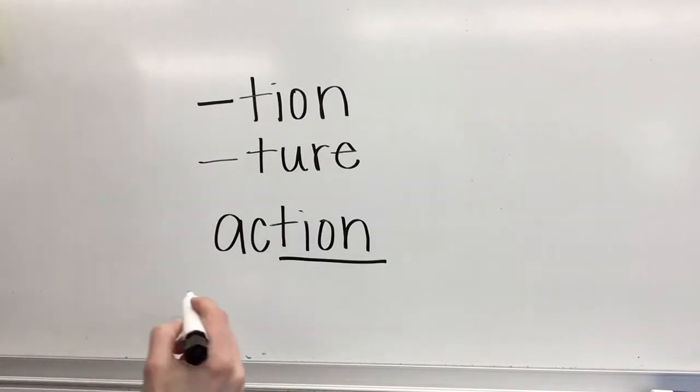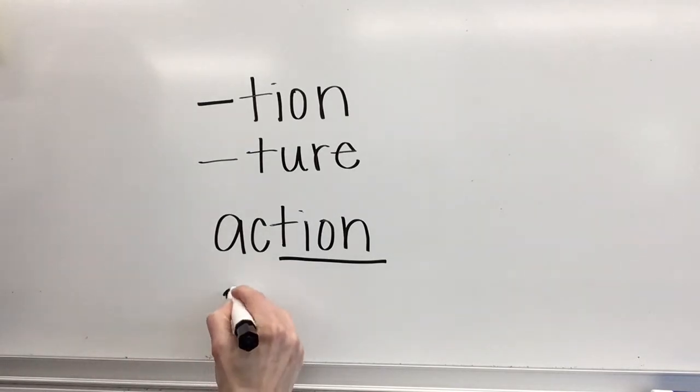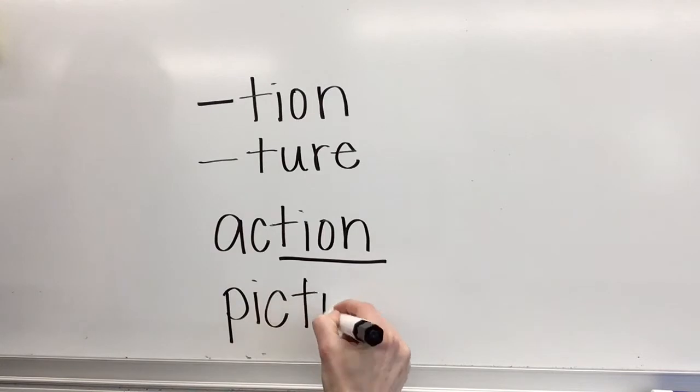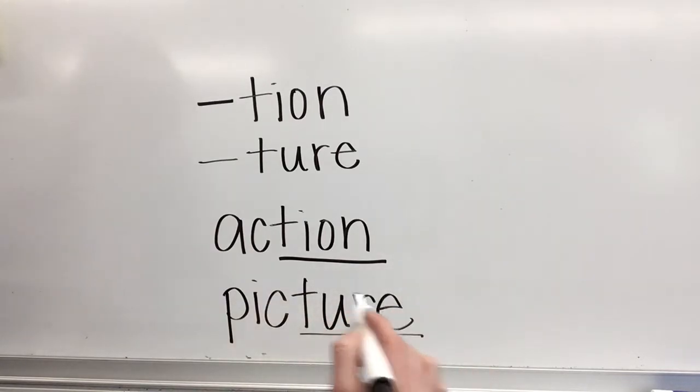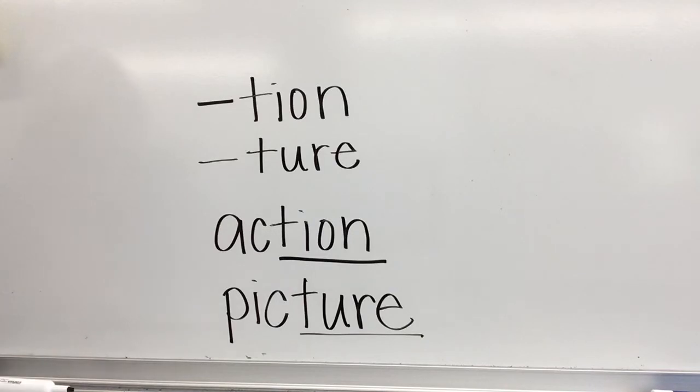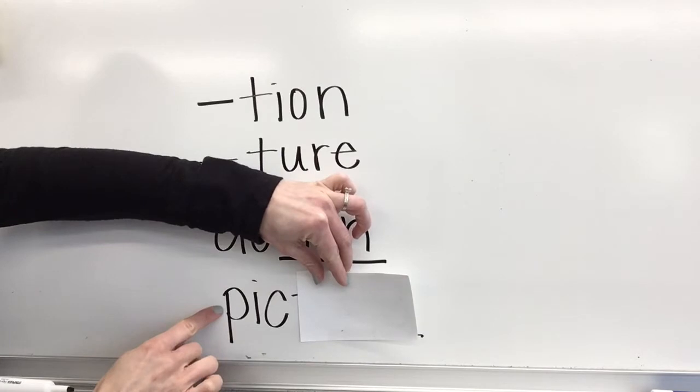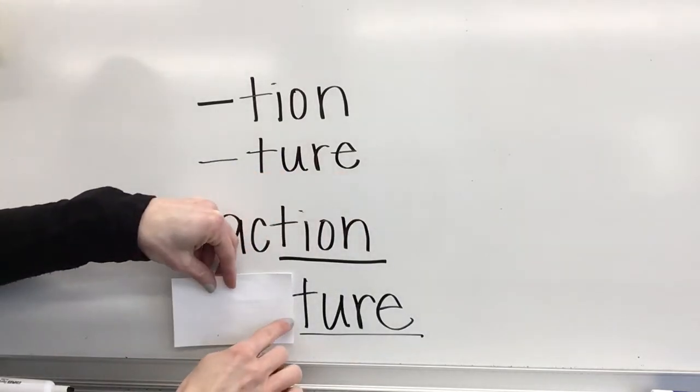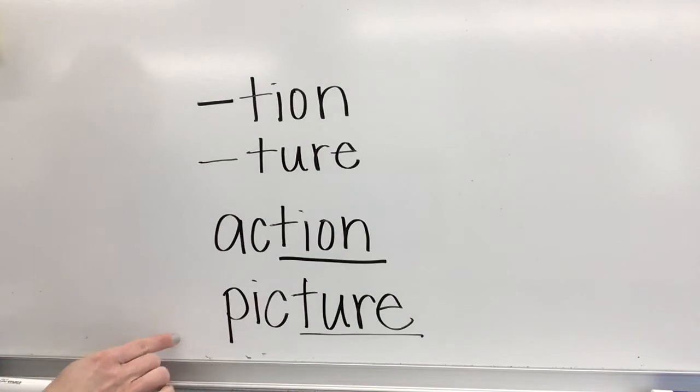Let me show you another example with our other final syllable. The word picture ends with chur. The final syllable, chur, is spelled T-U-R-E. When you see T-U-R-E at the end of a word, say chur. Let me model how to read this word. Syllable, pick. Syllable, chur. Word, picture.